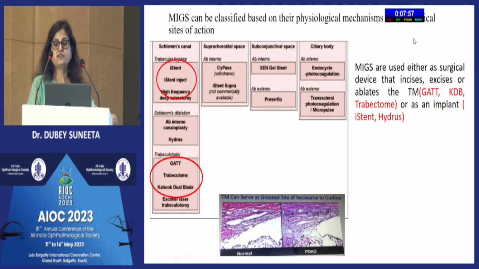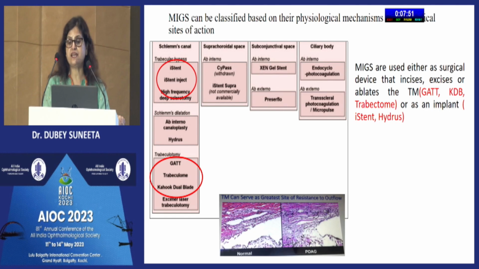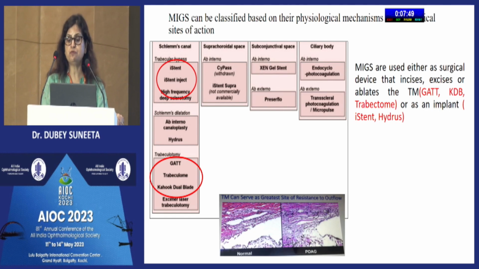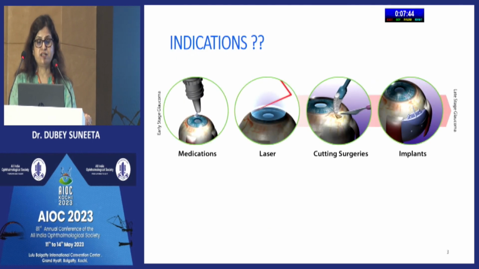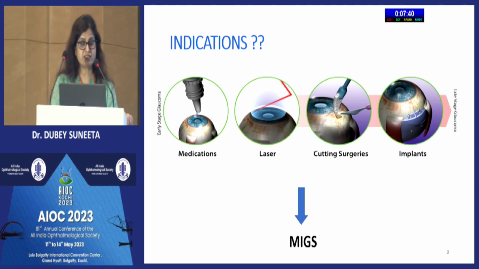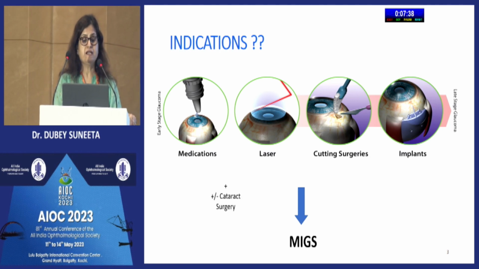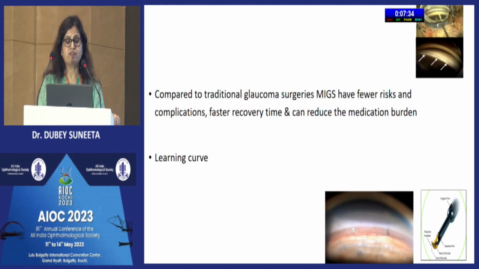So MIGS are used either as a surgical device that incises, excises, or ablates the TM, like in GATT, KDB, and Trabectome, or as an implant, like in iStent and Hydrus. Generally, MIGS are performed after the options of medications and lasers have been exploited, with or without cataract surgery. However, they can be done even after cutting surgeries.